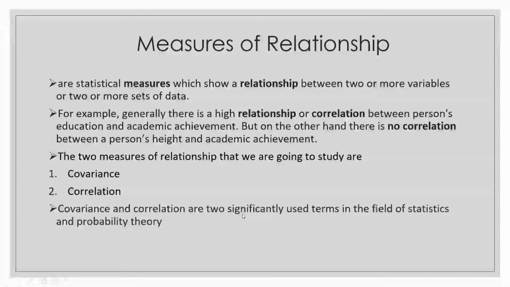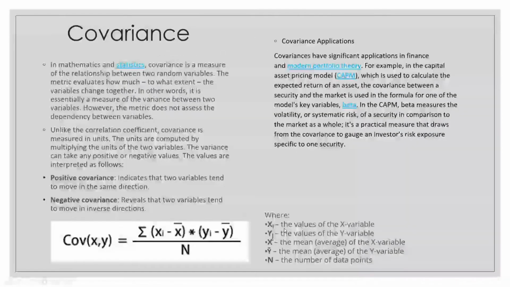Covariance and correlation are two significantly used terms in the fields of statistics and probability theory. Moving on to the first topic, that is covariance. In mathematics and statistics, covariance is a measure of the relationship between two random variables. The metric evaluates to what extent the variables change together. In other words, it is essentially a measure of the variance between two variables. These are simple statements which tell us what kind of relationship they have and to what extent.